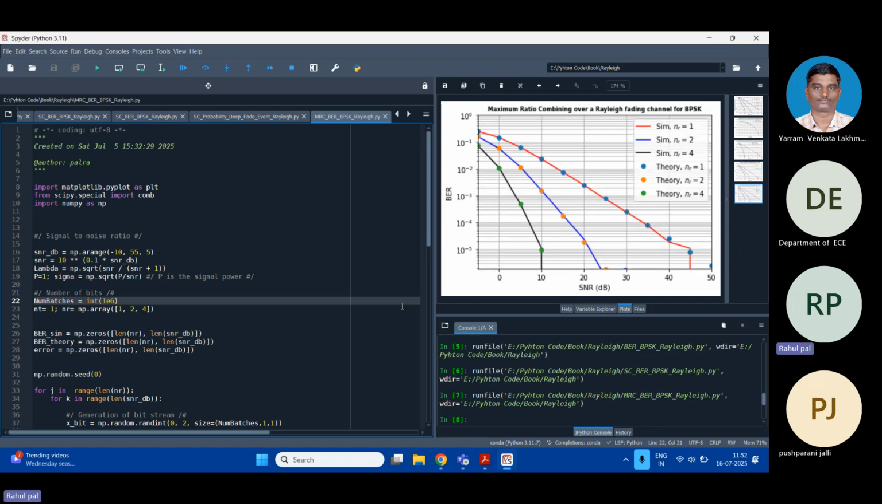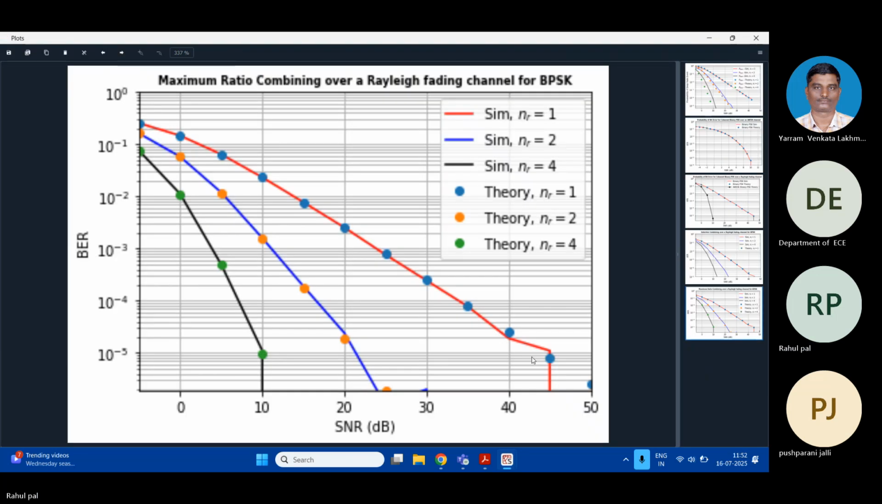So you have got the code. Please try to run this code on your screen and you will get the results. I have run the code only for a small number of iterations, so the curve is not perfectly smooth, but we can still get the result.